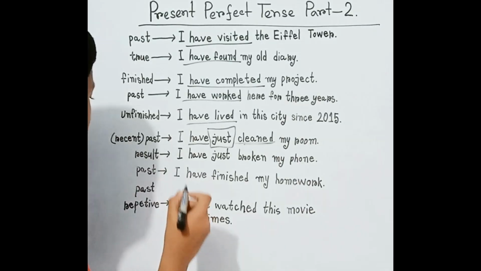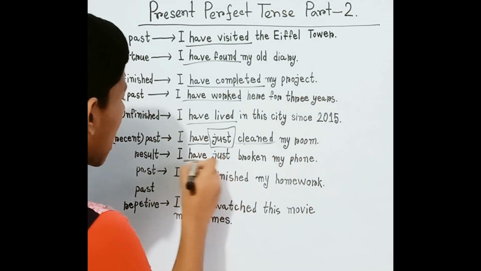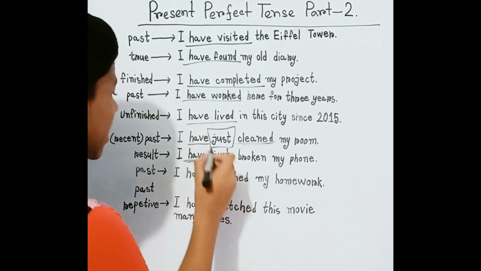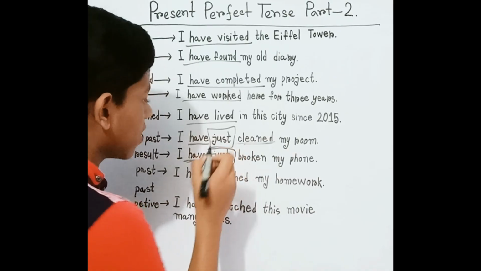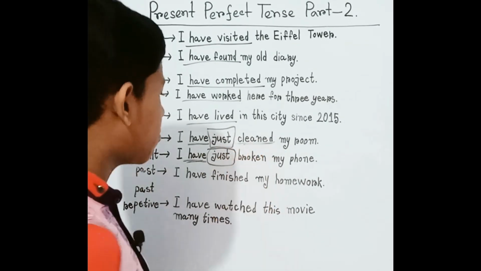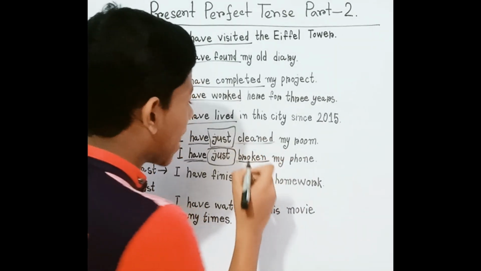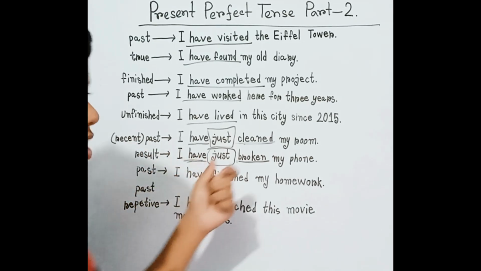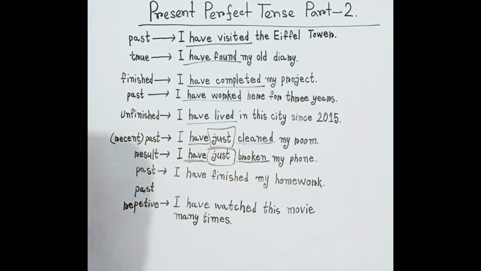So here we can say, I have just is a common expression in the sentence, and broken is the past participle. I have just broken my phone. So it indicates the result.